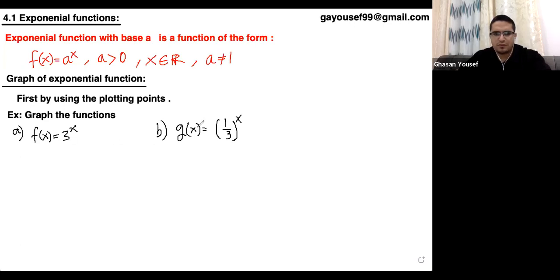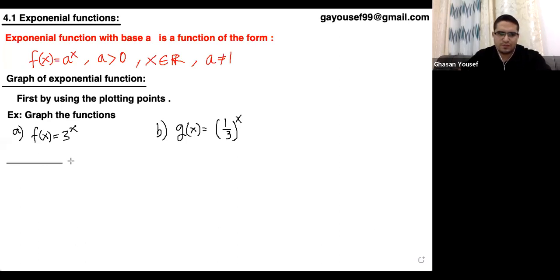So I'm going to graph both of the functions f of x and g of x, and I'm going to look for the relationship between these two functions. There is a relationship between f of x equal 3 to the power x and g of x equal 1 over 3 to the power x. Here the base is 3, and here the base is the reciprocal of 3, 1 over 3. So I'm going to graph both of the functions, and then look for the relationship between them. So let me make a table.